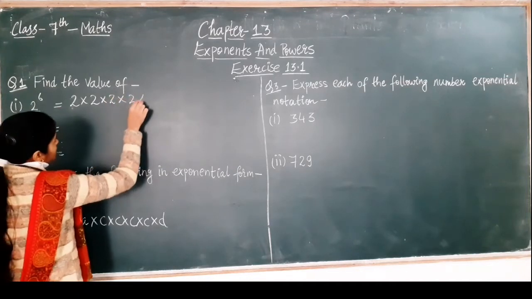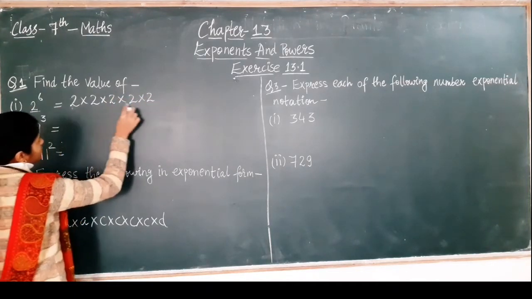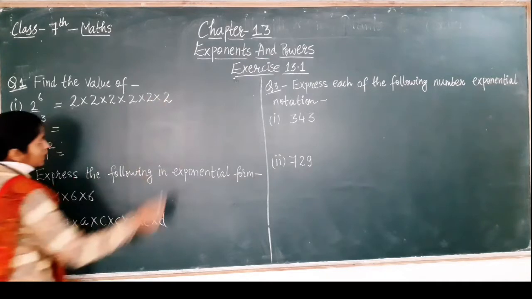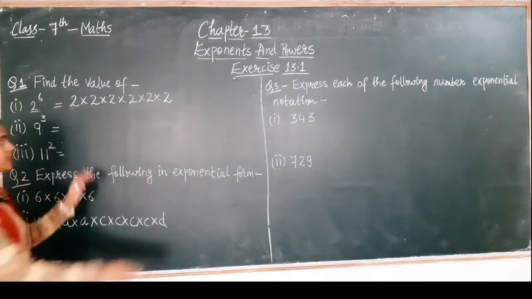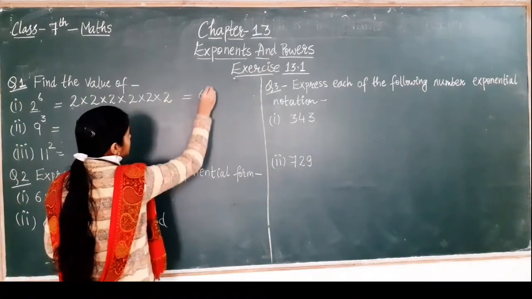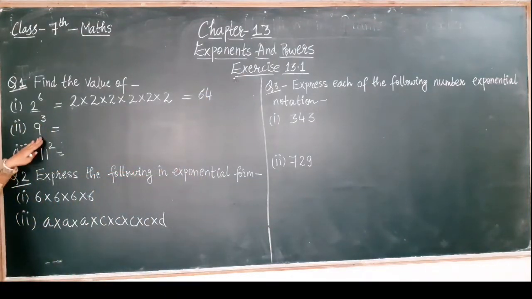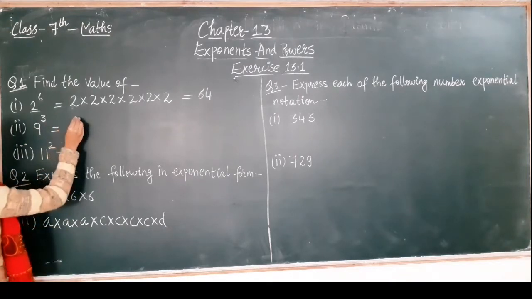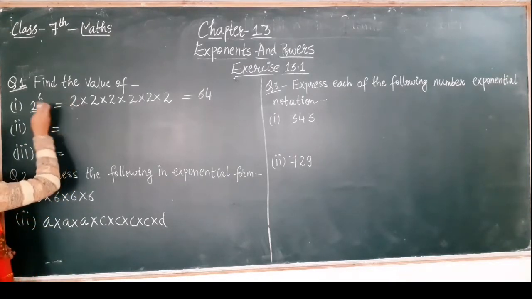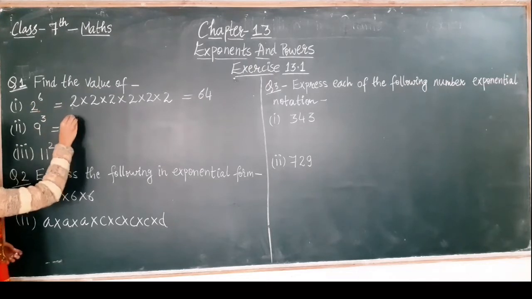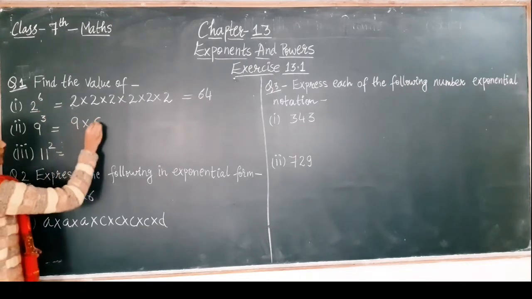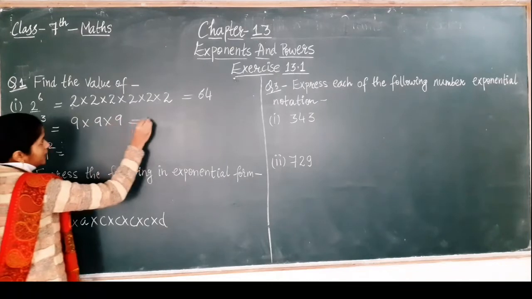Into 2, into 2, into 2, into 2. So if you multiply 2 six times, you will get 64. Okay. So the next question is 9 raised to the power 3. So what we have to do? Same as we have done for 2 raised to the power 6.